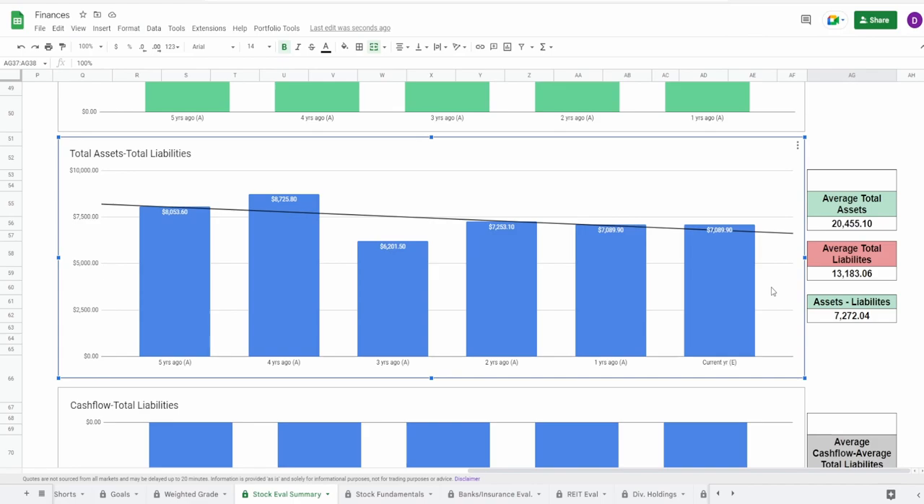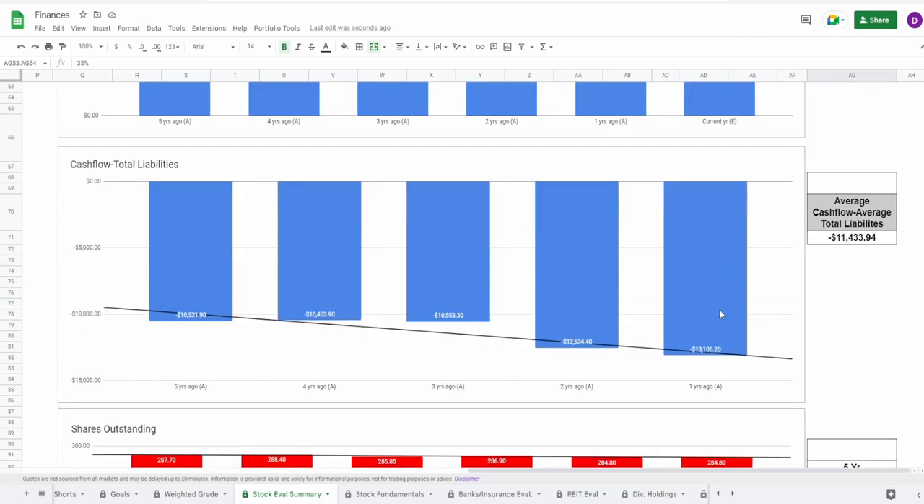But they are at least in the positive, or at least remaining positive, within the past 5 years. Average total assets is $20.45 billion. Average liabilities is $13.18 billion. Doing this difference, we get $7.3 billion roughly, 7.27, right? 7.3. So I'm gonna give this overall grade of like 35%. At least they're in the positive, but it's declining, guys. I don't like that at all.